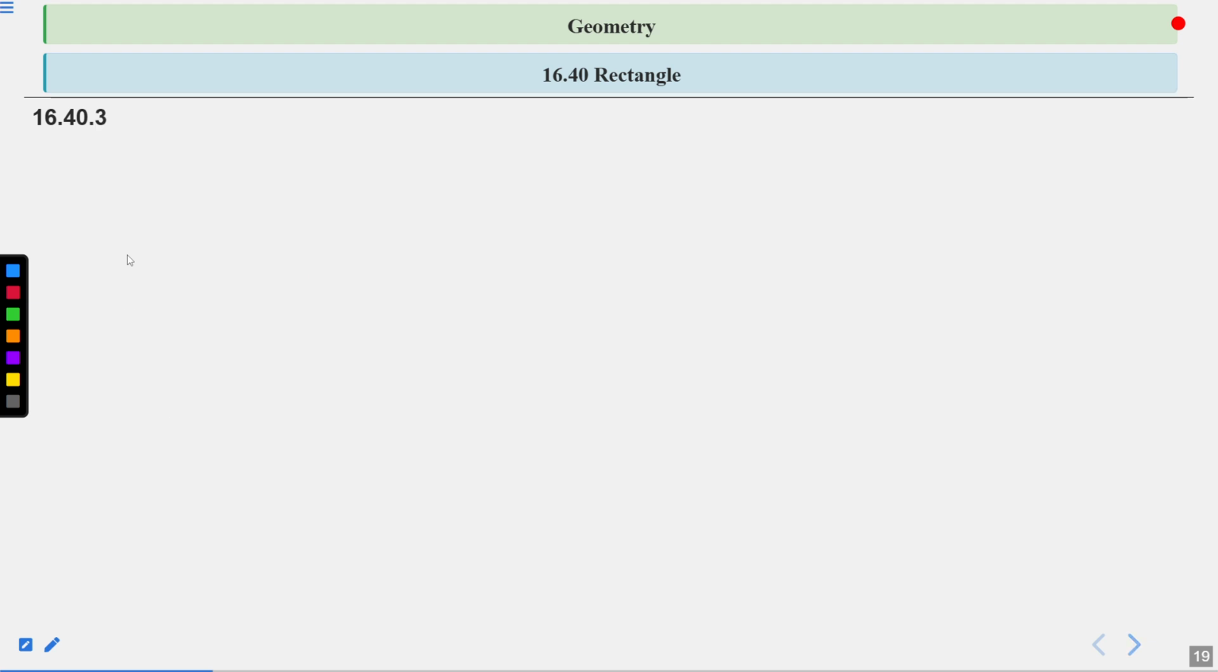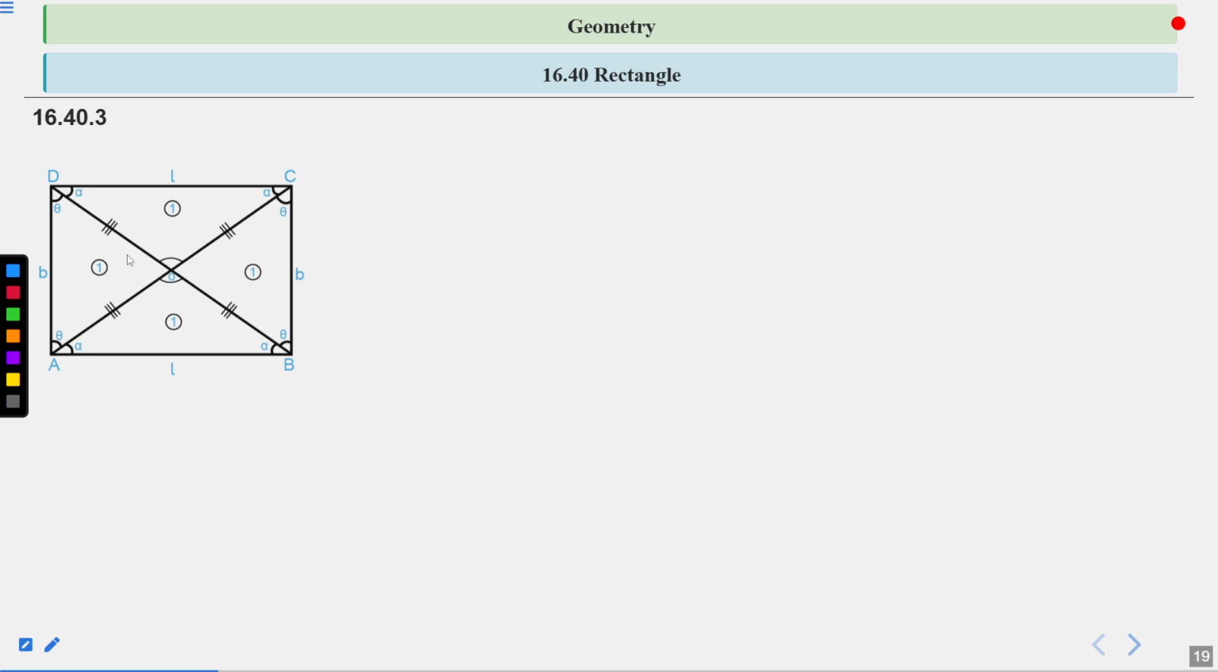Next formula of the rectangle. This is the diagram of the rectangle. The diagonals do not bisect the vertex angle. What does it mean? It means the angles theta and alpha are different angles. Theta is not equal to alpha. If these were equal, then it would become a square, not a rectangle. So the diagonals do not bisect the vertex angle, so they are different angles. Next one.